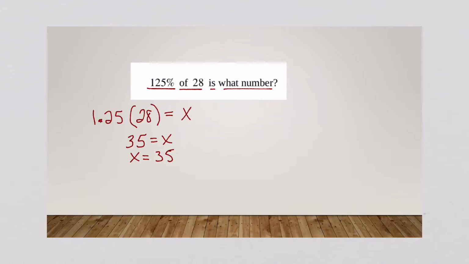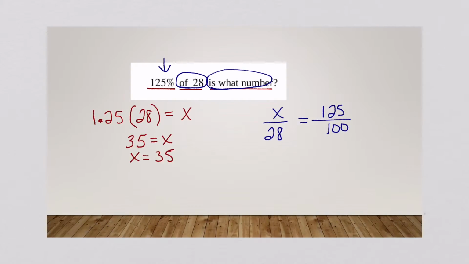If I use the is over of method, I would put this right here in the percent location, so 125 over 100. With the is over of method, you don't have to change your percents into decimals or vice versa. It's automatically given to you. So of 28, of number goes on bottom, is what number, that goes on top.